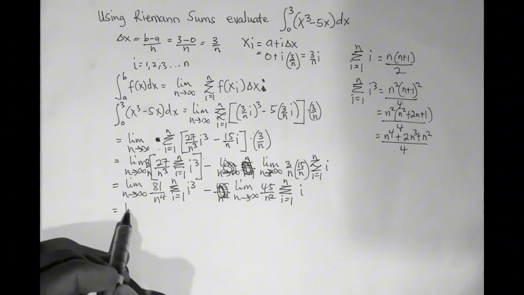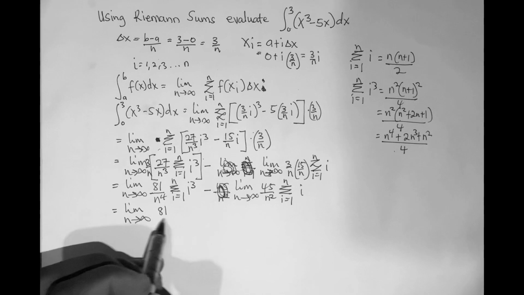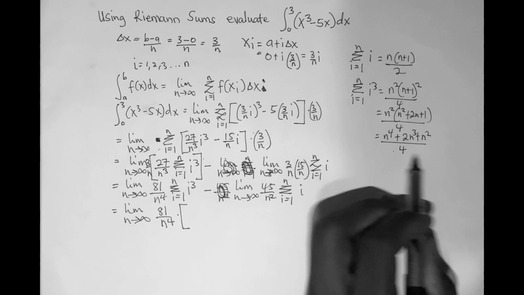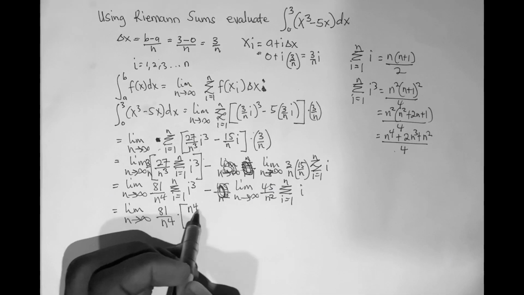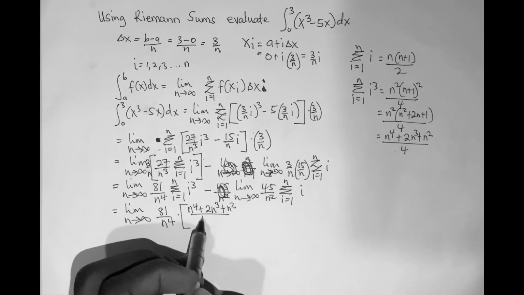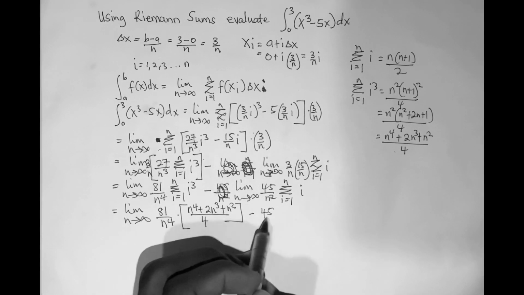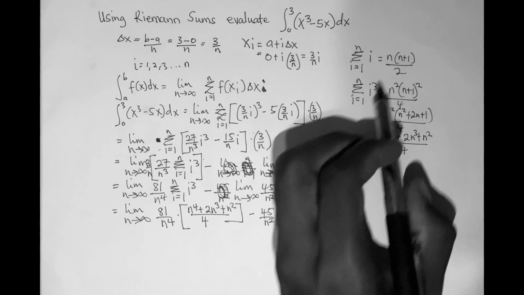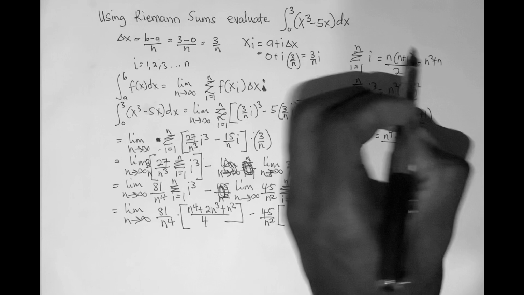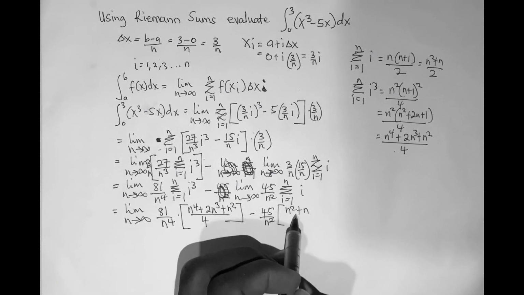So this is equal to the limit as n approaches infinity of 81 over n exponent 4, then times, now all of this is n exponent 4 plus 2n cubed plus n squared divided by 4, then minus 45 over n squared, then times, this one, if we expand, is n squared plus n divided by 2. So all of this will be n squared plus n divided by 2.